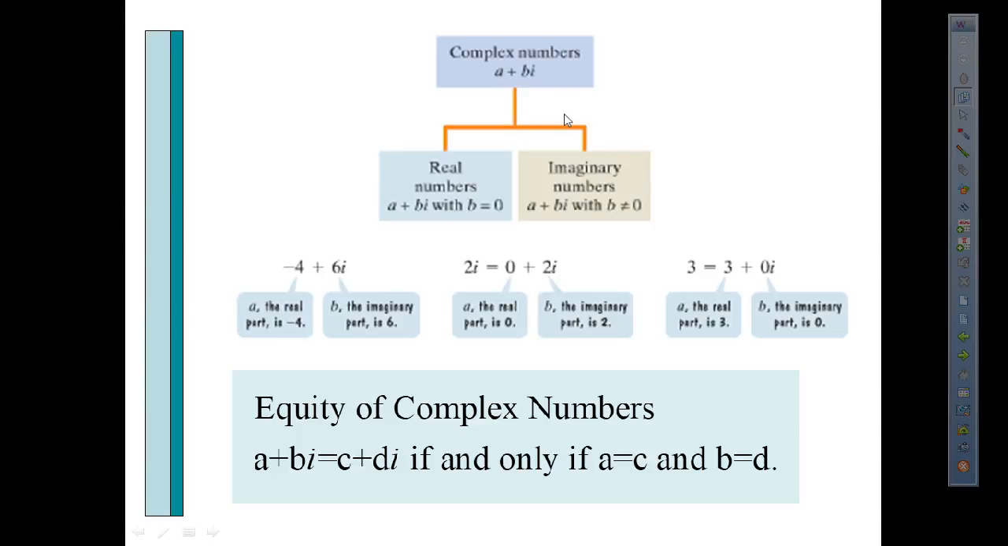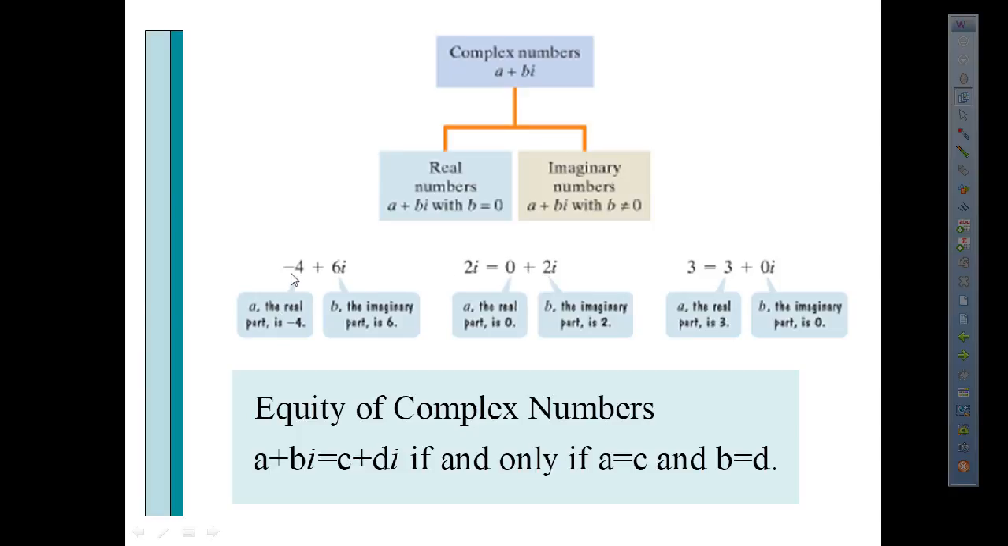So our complex numbers can be broken down into two different parts: real numbers, a plus bi with b equaling 0, and imaginary numbers, a plus bi with b not equal to 0. Now, as we just talked about, the imaginary numbers also include the pure imaginaries, where a equals 0 and all you have is an imaginary part.